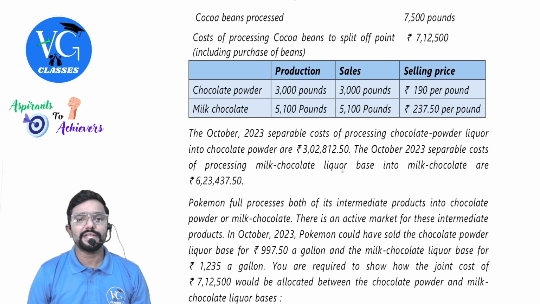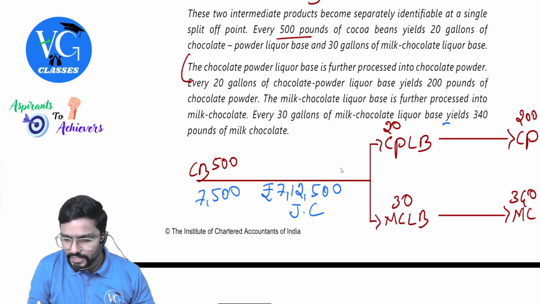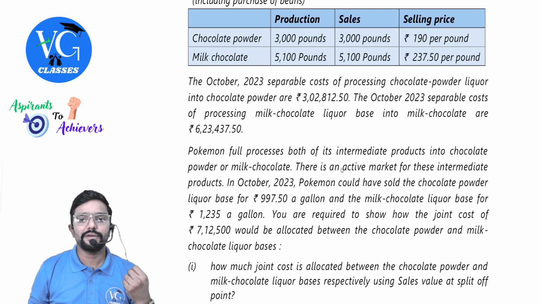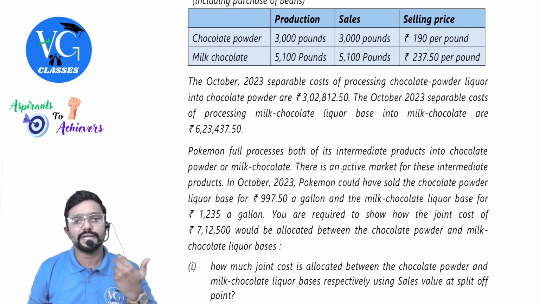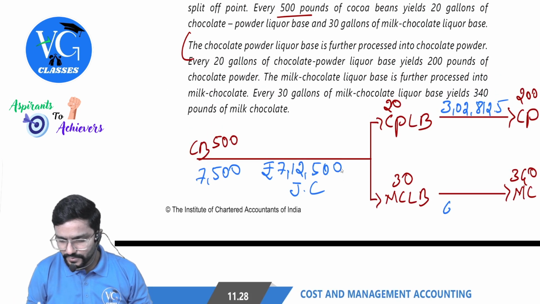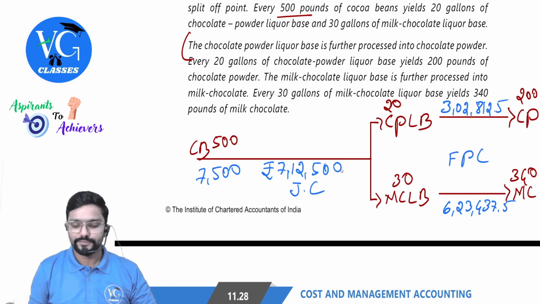The October 2023 separable cost, that is further processing cost, of processing chocolate powder liquor base into chocolate powder is 3,02,812.5. The October 2023 separable cost of processing milk chocolate liquor base into milk chocolate is 6,23,000. Further processing cost, this is FPC.